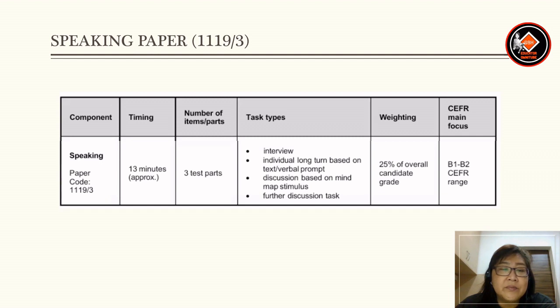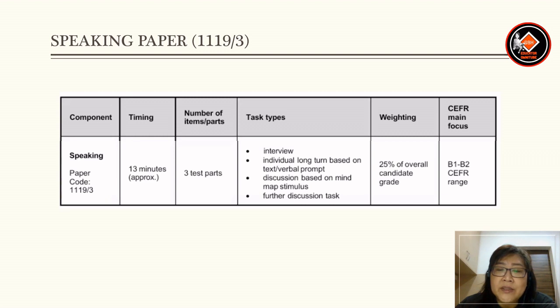So let's look at the component. Remember that the code is 1119/3 and the timing is 13 minutes. The number of items in the paper is 3 parts. And then the task types: you have an interview, you have an individual long turn based on text or verbal prompt, and then you have a discussion based on a mind map stimulus and further discussion tasks.